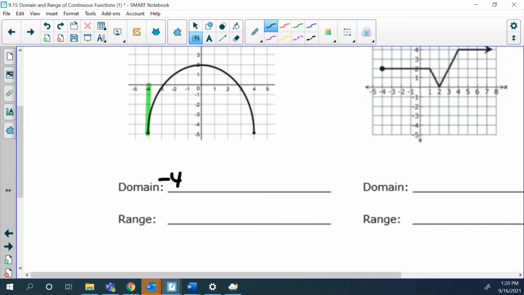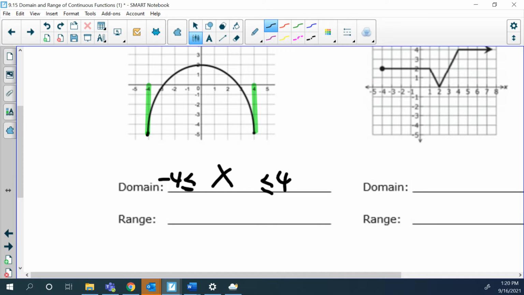And on the right side, the graph ends. Where's my highlighter? Right here. And that's going to be 4. And so I'm going to have 4 here. Now, of course, both ends is a closed circle. So I'm going to end up using less than or equal to here, and then less than or equal here. And of course, I put my x in the middle.